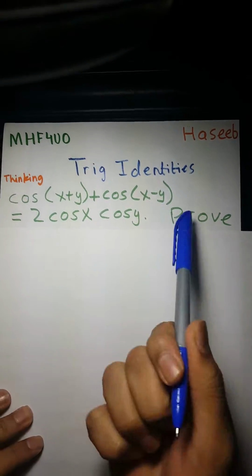So the lesson I will be explaining would be trig identities, and in my group we have decided to do one component each, and I'll be doing the thinking part. So let's look at a simple trig identity question. So I chose this one.